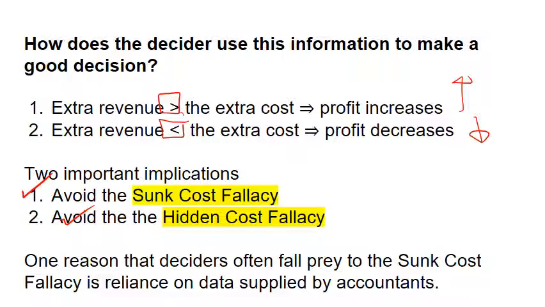One reason deciders often fall prey to the sunk cost fallacy is reliance on data supplied by accountants. One reason that reliance on data supplied by accountants may not be an accurate guide for making a good decision is that accountants focus on historic and explicit cost. The relevant costs and revenues are in the future and include both implicit and explicit cost. Another reason is that accountants focus on average cost and revenues. The relevant cost and revenues are incremental.